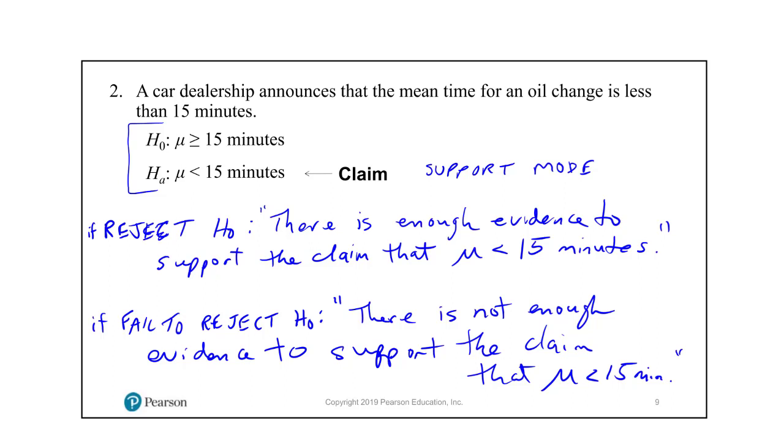So that's the difference. It starts with what the claim was. If the claim was the null hypothesis, then you're in rejection mode. In that case, you either have enough evidence to reject the claim or you don't have enough evidence to reject the claim. If the claim is in the alternative hypothesis and you're in support mode, then you either have enough evidence to support the claim or you don't have enough evidence to support the claim. Those are the 4 different interpretations.